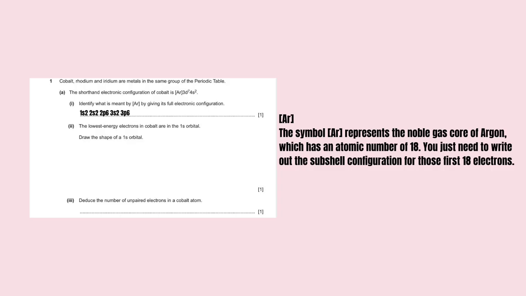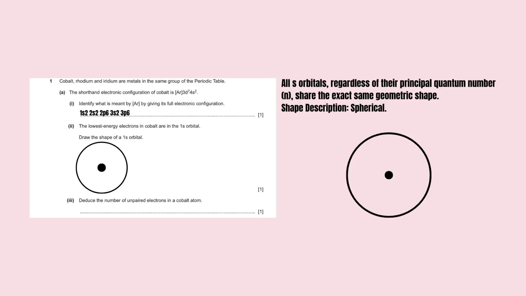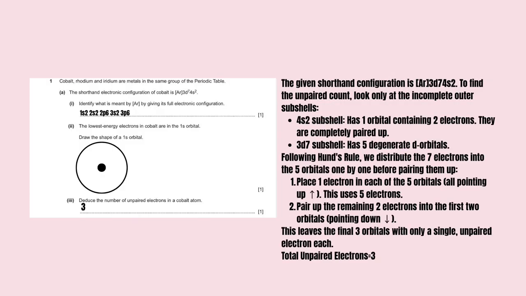So for the next question, it's the symbol argon. It represents the noble gas core of argon, which has an atomic number of 18. You just need to write out the subshell configuration for those first 18 electrons. And then for the second one, it's all s orbitals, regardless of their principal quantum number, and they share the exact same geometric shape. The shape description is spherical. And then the given shorthand configuration is argon 3d7 4s2.